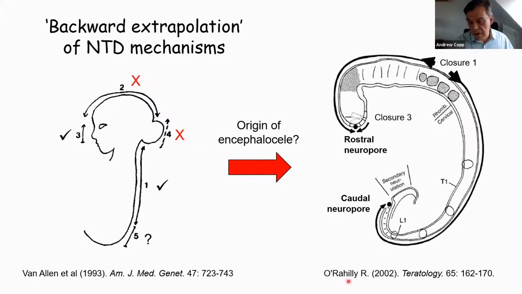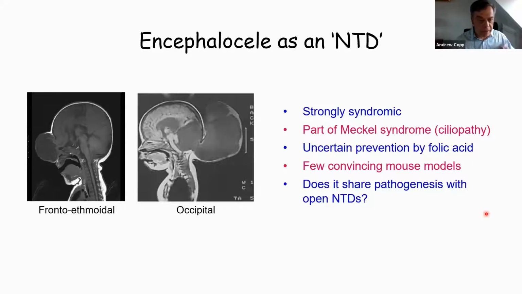And this is a diagram from Ronan O'Rahilly's paper using the Carnegie collection, which shows that there is a single closure 1 event, a closure 3 event, and zippering between them, as I said at the beginning. So occipital encephalocele, which is shown here and which we would expect to arise here somewhere, cannot be a result of a failed closure event as such. So how does it actually develop?